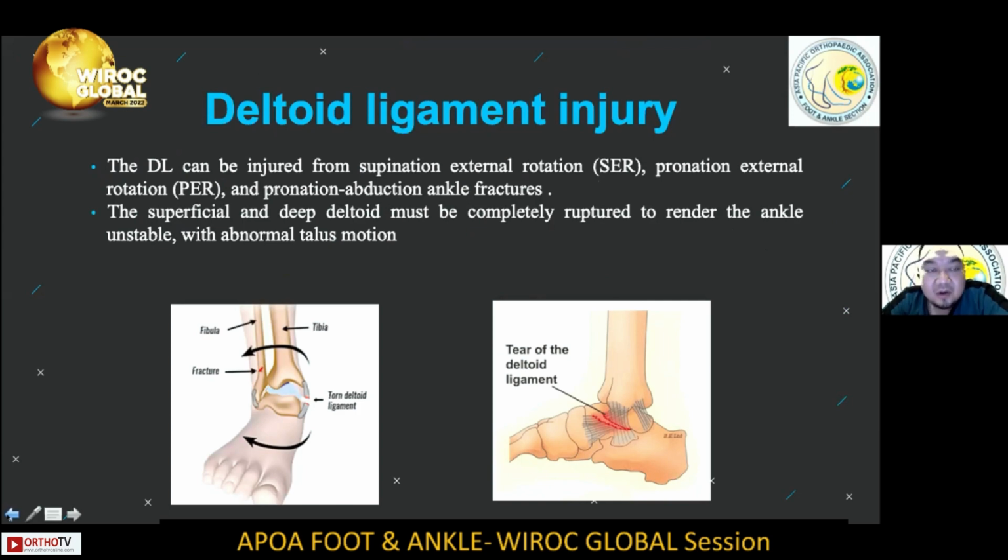Ankle sprains occur at 10,000 per day, and approximately 2 million acute ankle sprains occur each year in the United States alone. Syndesmotic injury is also most commonly associated with external rotation injuries. In this mechanism, the injury forces the talus to rotate laterally and push the fibula away from the tibia, as you can see in this picture.